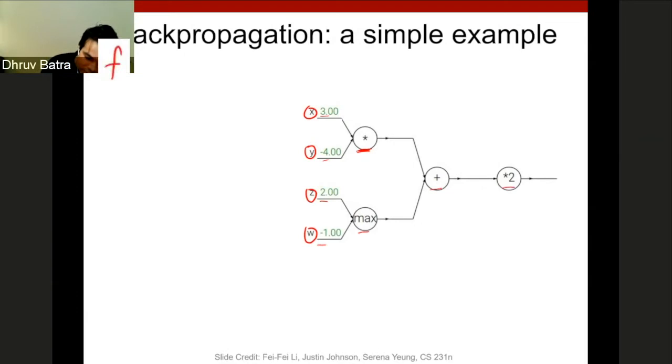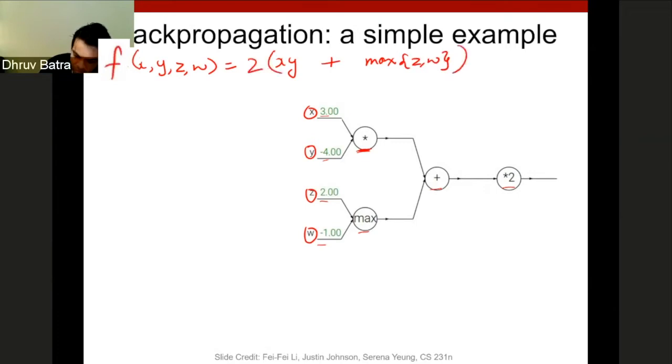And so if we were to write down the function that this corresponds to, this would be f of x, y, z, w is equal to x times y, which is the product node, and max of z comma w, which is the max, and they're connected by a sum, then there's a times 2, right? That's the function that is being implemented.